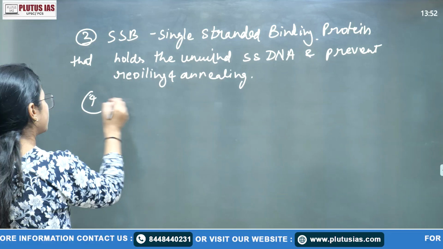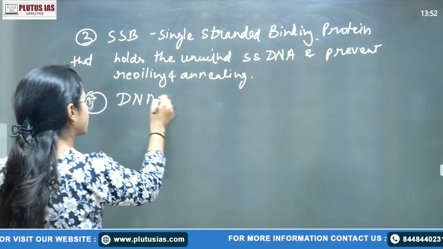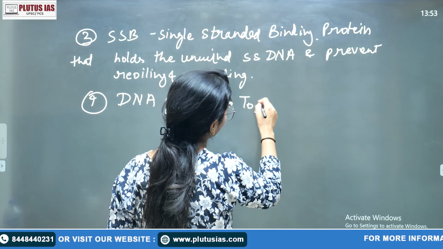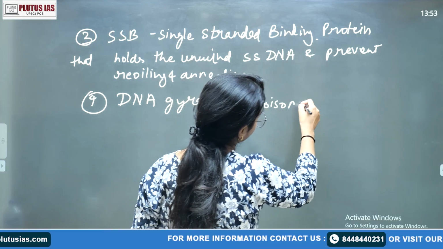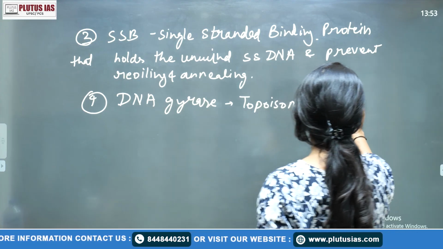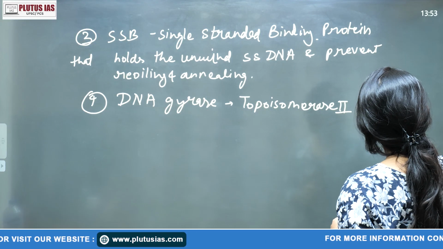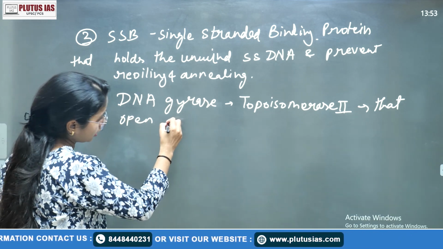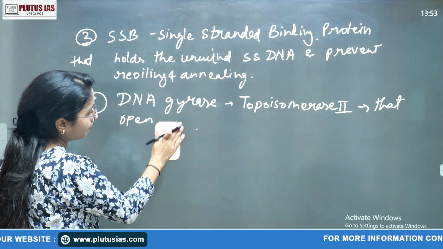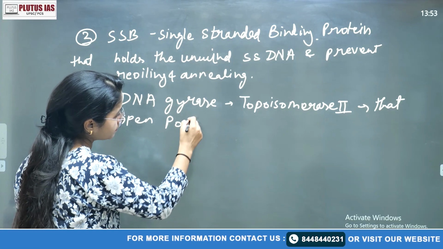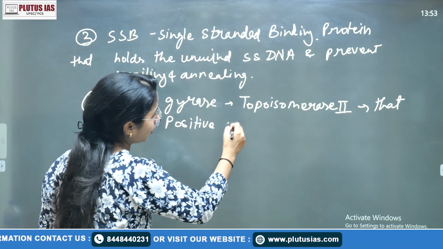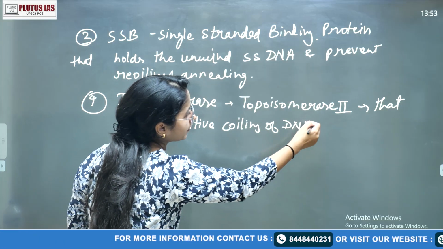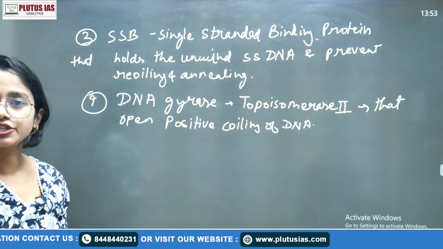Then there is the function of DNA gyrase. DNA gyrase is your DNA topoisomerase second, that opens the coiling, or better said, the positive coiling. I'll explain it, don't worry. It opens the positive coiling of DNA. Okay, so from here the initiation starts.